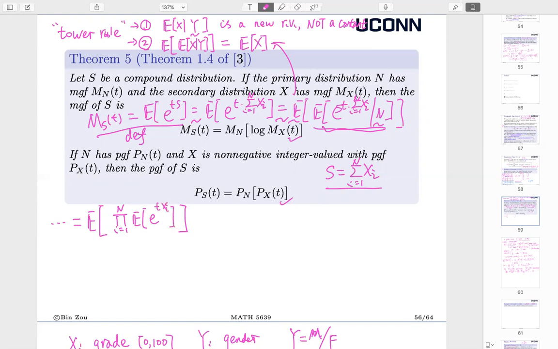Okay, from there, what do we have? So from there we can derive that the inside part is nothing but the moment generating function of x. So this is M_X(t). And because we assume they are IID, the inside part is this.